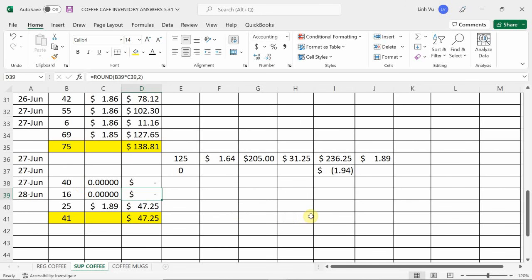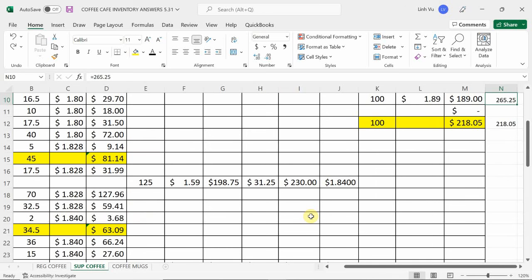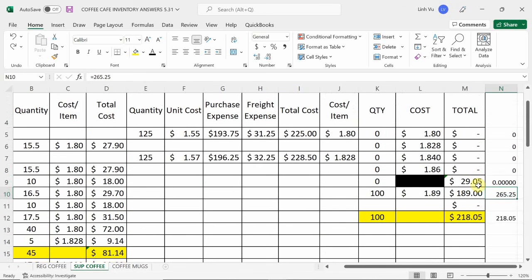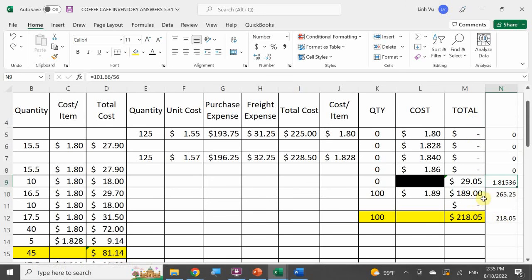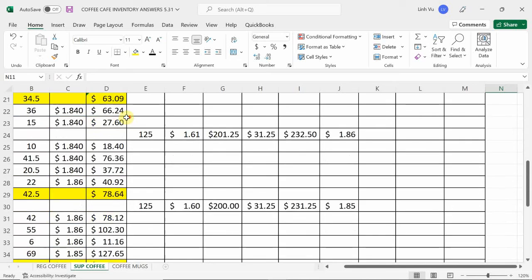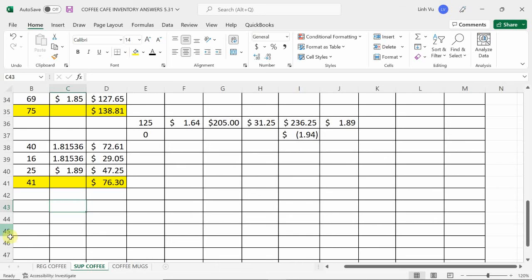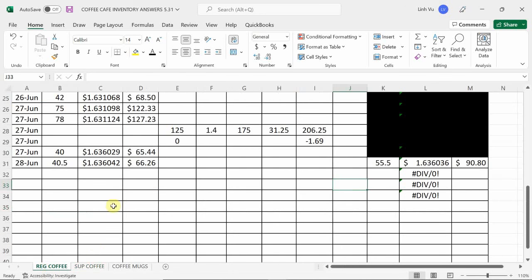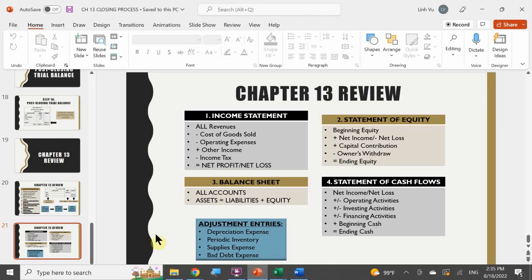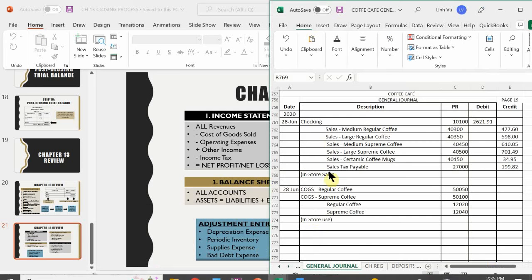And what happened here? Oh, okay. I see what I did by accident. I zeroed out this number right here. Okay. So I zeroed out that number, so I undid it. There you go. There's all my numbers. Okay, so now I'm at a grand total of 76.30 for my Supreme coffee, and I'm at 66.26 for my regular coffee. Keep hitting the wrong one. I'm sorry.